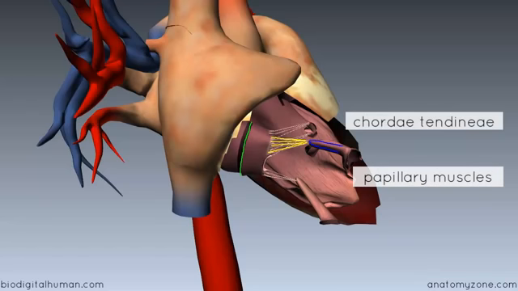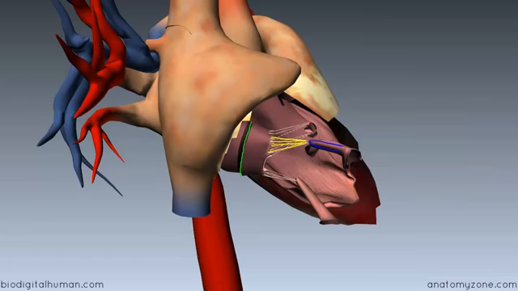The point of the chordae tendineae and the papillary muscles is to prevent the cusps, to prevent the tricuspid valve, from being everted back into the right atrium when the ventricle contracts and the pressure increases and the backflow of blood forces against the tricuspid valve.